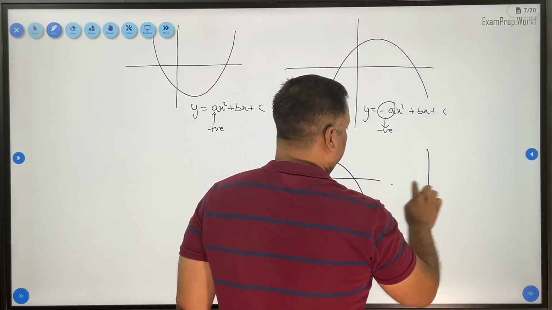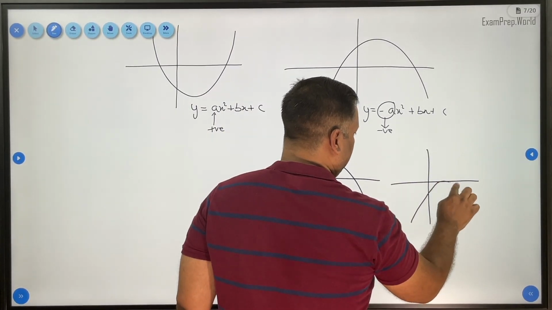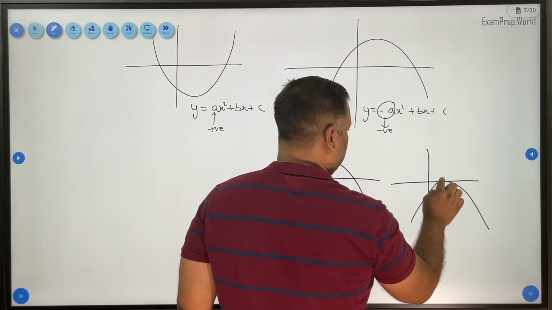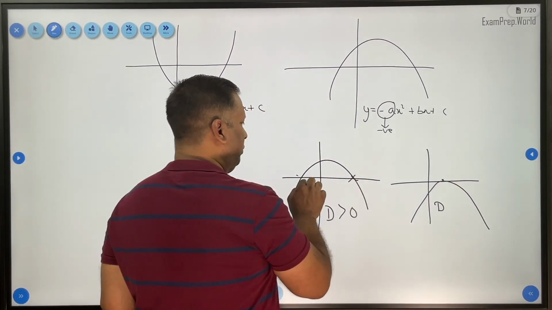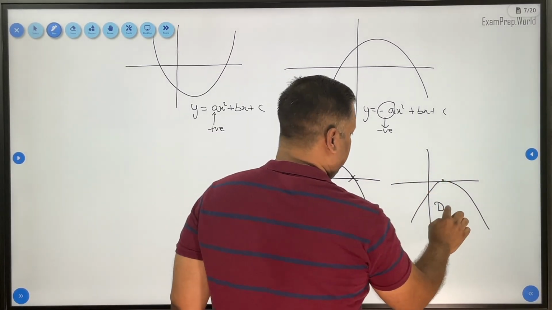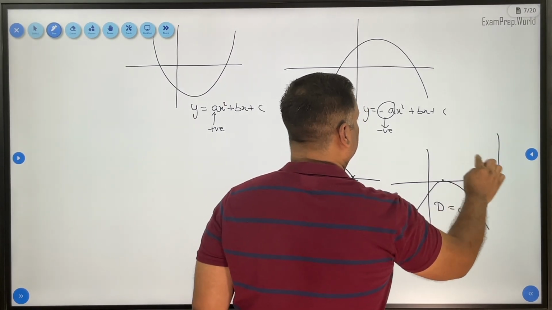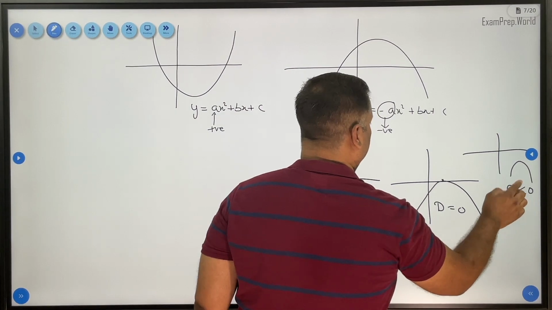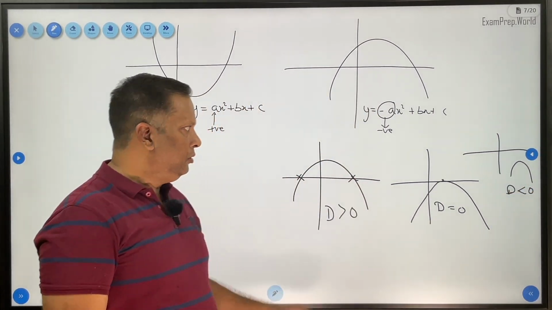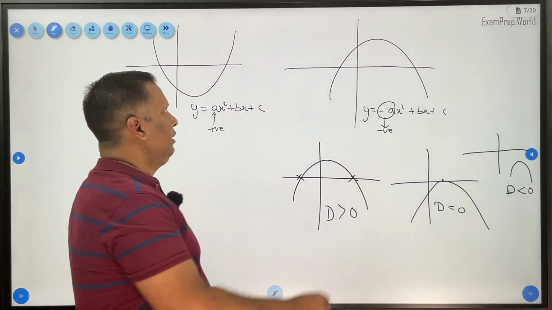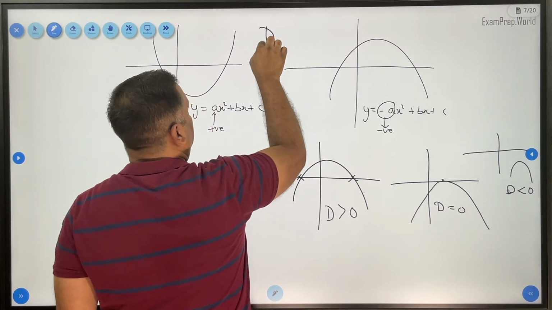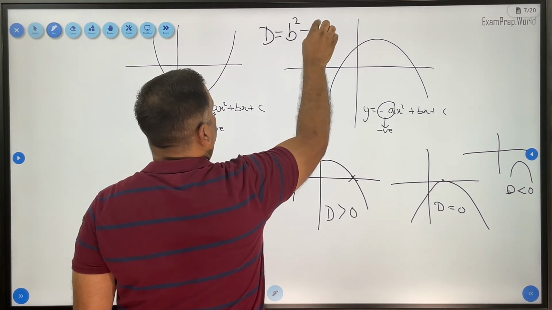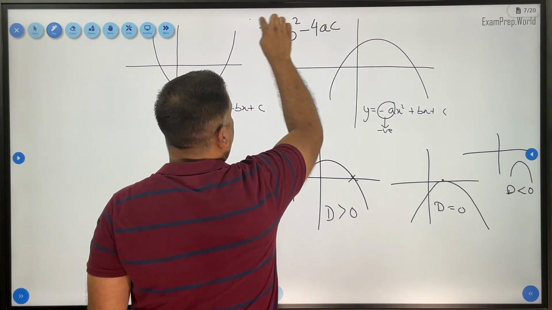The second type touches at only 1 point. See, it is 1 point. Here there are 2 equal x-intercepts and D will be equal to 0. And in the third type, D is less than 0, that means D is negative. Now I will write the calculation of D once again for you: D equals b square minus 4ac.